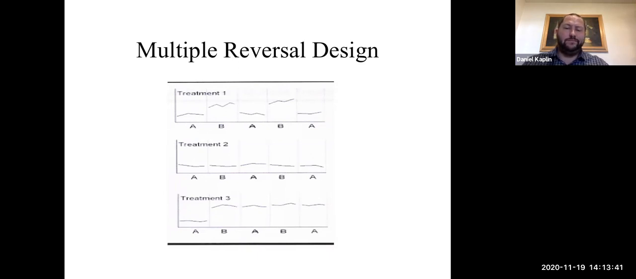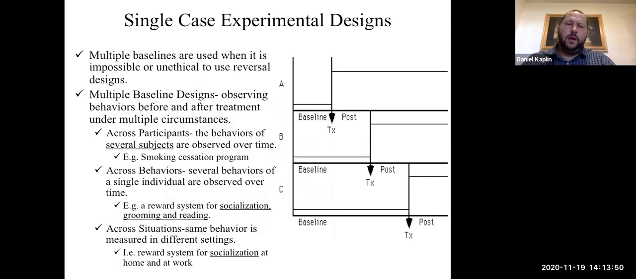So 1, we know is effective. 2, we know is ineffective. 3, maybe it's effective depending on what's going on. So what do you do? Well, what do you do when you might not be able to do a reversal design? You might want to consider a multiple baseline design. That is to say, you have multiple participants, and I'll give you examples other than participants, but the common scenario, you have multiple participants. The first participant is introduced to the treatment while the other participants are not.